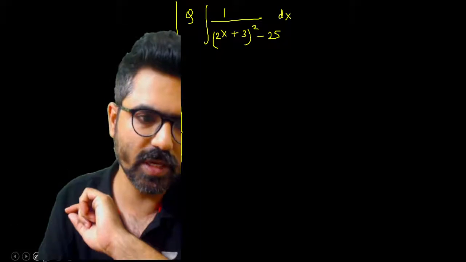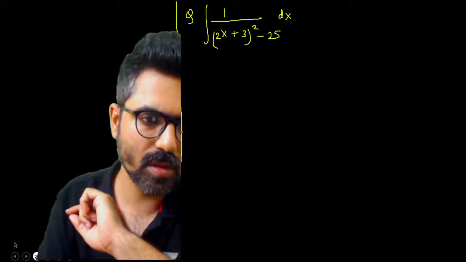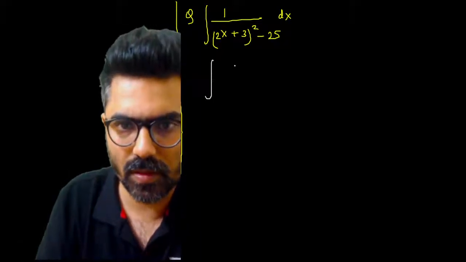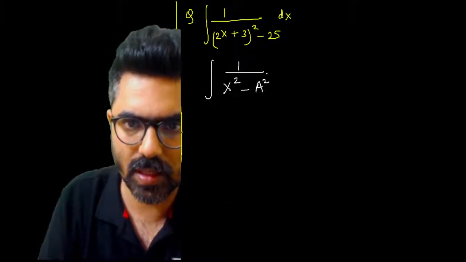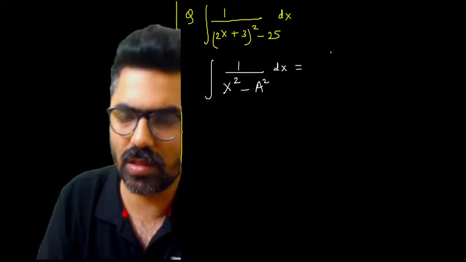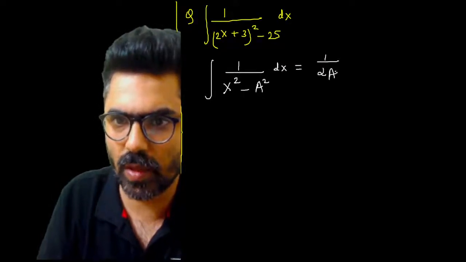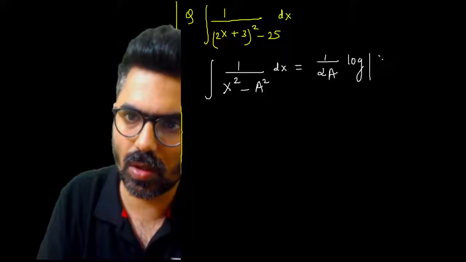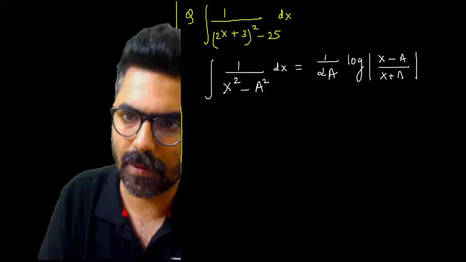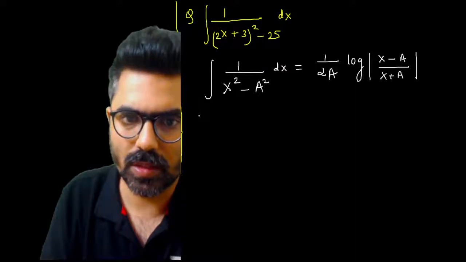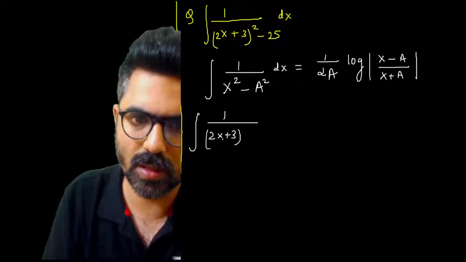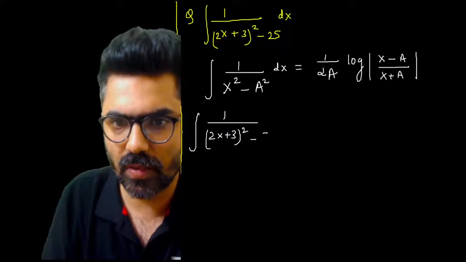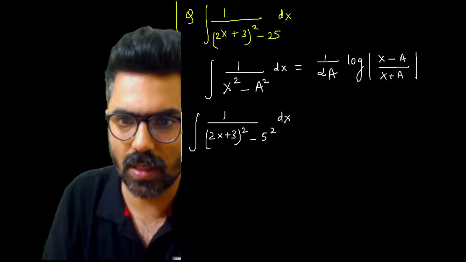This is the first thing we can observe. So write the format, the one which you have learned. Integration of 1 upon x square minus a square dx. This is what we have learned just now. It is 1 by 2a log of x minus a upon x plus a. So instead of x in this question, what is there? 2x plus 3 whole square. Instead of a, we can write 5 square dx.